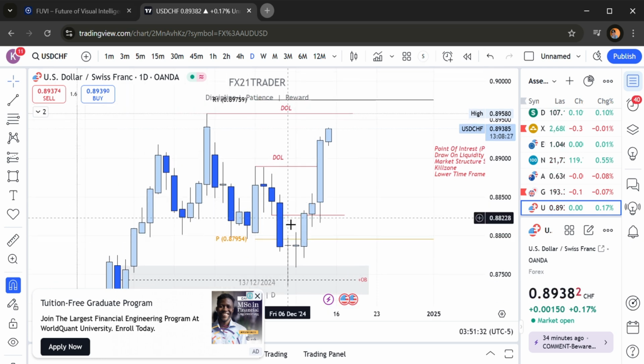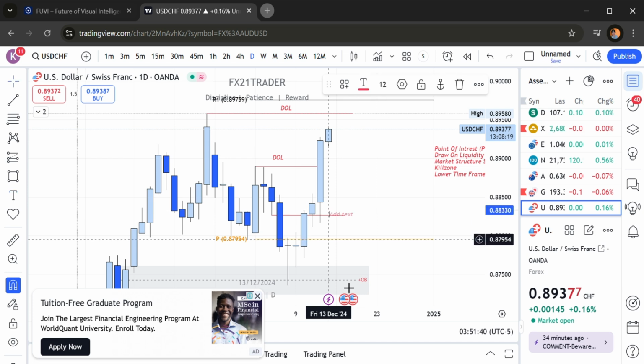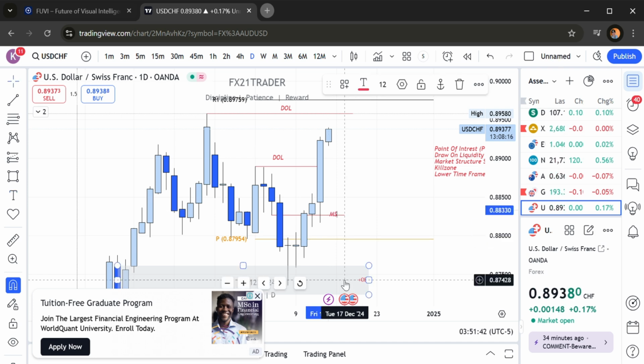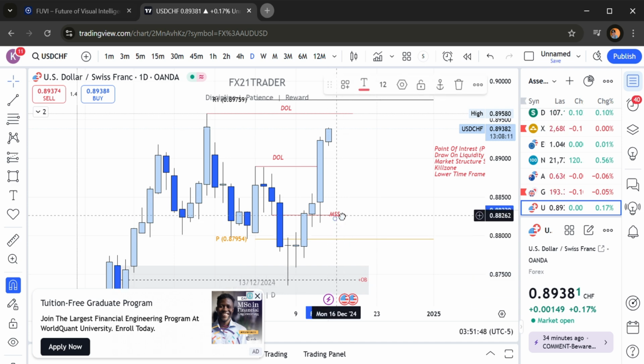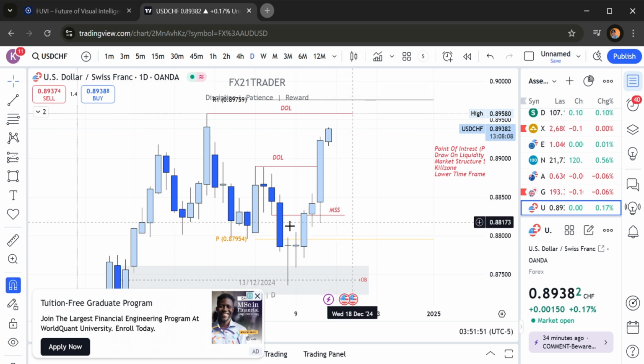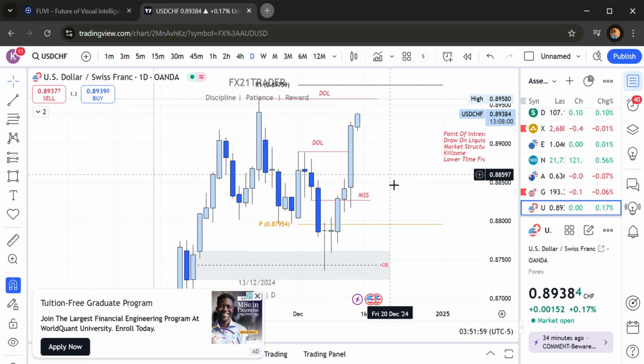We have had our market structure shift right here. Let me write it here so that you can see clearly. We have had our market structure shift right here. This is our market structure shift from this inverted fair value gap, or BC or CB, whatever you want to call it.